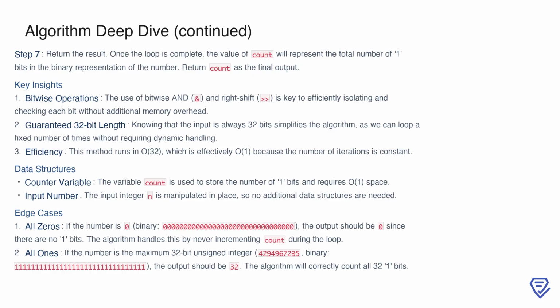Additionally, the algorithm handles various edge cases seamlessly. For instance, if the input is 0, a number with no 1 bits, the counter will never increment, and the result will correctly be 0.